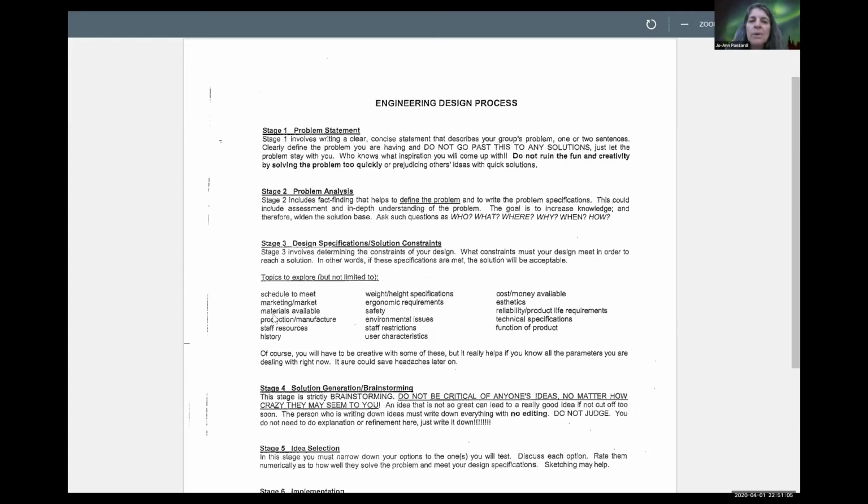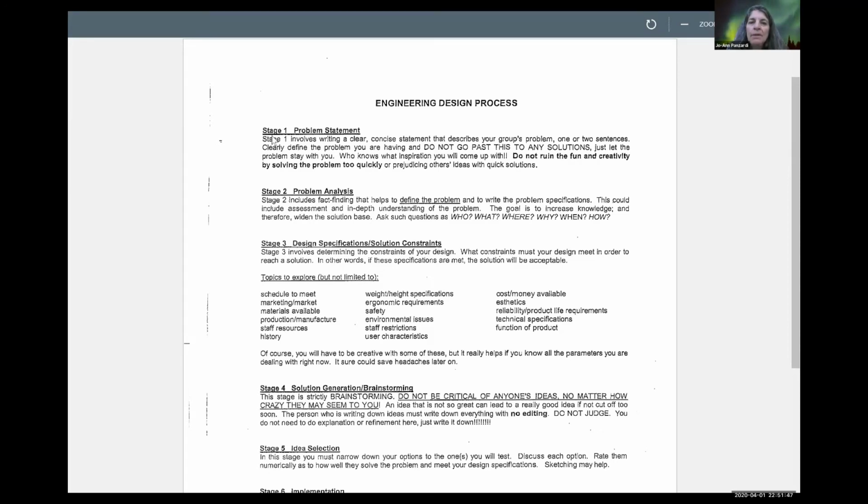What kind of material do you have available? What kind of equipment do you have? Maybe you have band saws in your garage. If you don't have anything, then it's going to limit your solution. How much staff do you have? What are the ergonomic requirements, how it works with people when people use it? What about safety, environmental issues, aesthetics, money? How much money do you have available? All these things are examples of things that would limit your solution, and they're called stage 3.